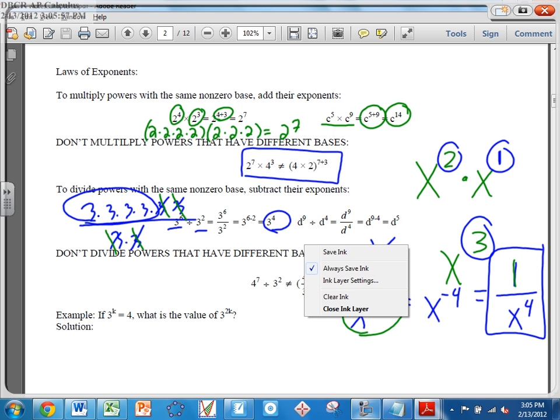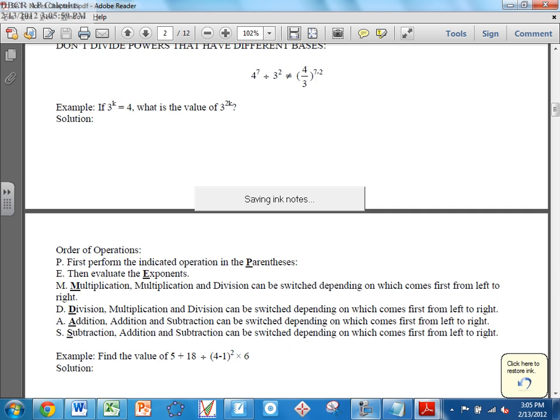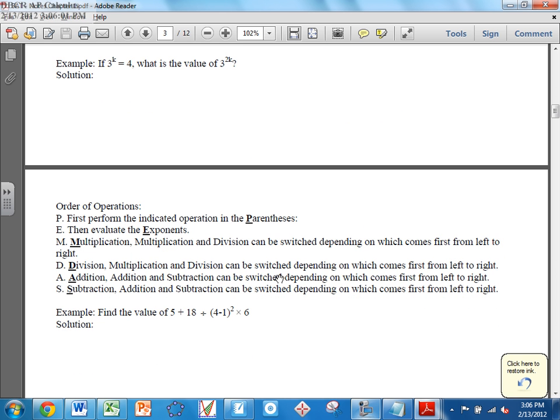Let's take a look at the next example. All right. If 3 to the k equals 4, what is the value of 3 to the 2k? Well, there are many ways to do this. You can try and solve. Good luck with that. It's going to be very confusing to solve for k here. You're going to have to go back to logarithms. Now, it's a much easier way to do this.